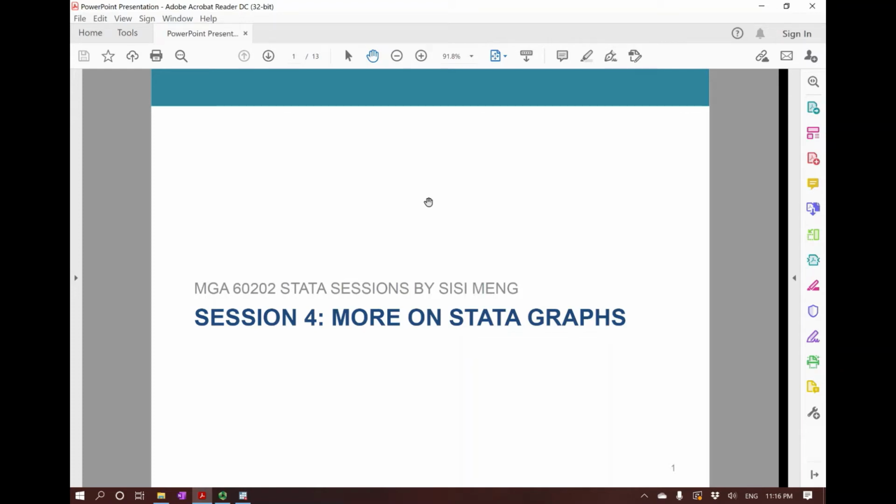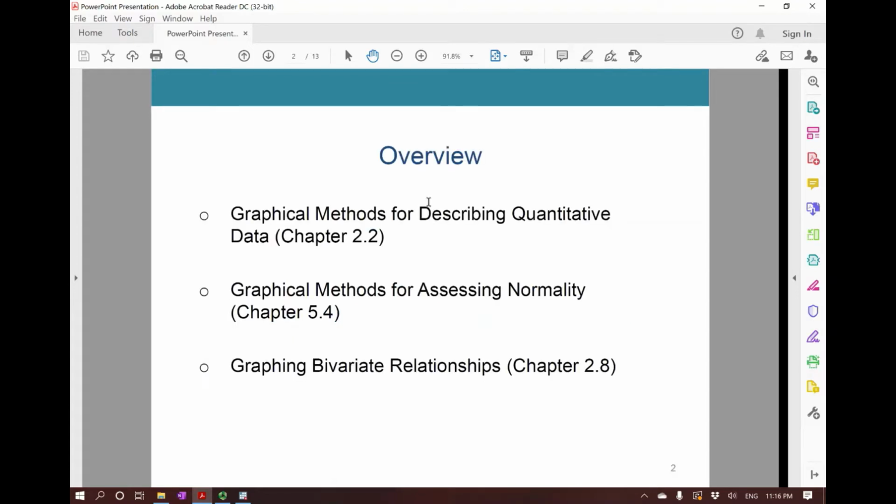In this session, I'll be introducing more on Stata graphs. Previously, I have focused on introducing the graphical methods for describing qualitative data, the bar graph and the pie chart. In this session, I will be introducing the graphical methods for describing quantitative data, primarily the histogram. Also, I will be introducing some other graphical methods other than the histogram for assessing normality.